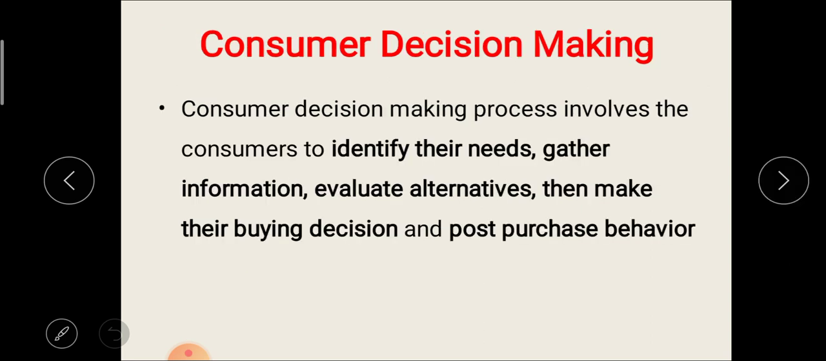Okay. So first of all, we see what is the consumer decision making process. The consumer decision making process involves consumers identifying their need, gathering information, evaluating alternatives, then making their buying decision and post purchase behavior. Okay, all these combined together are known as the consumer decision making process. That means identification of need, gathering of information, evaluation of alternatives, then making the buying decision and post purchase behavior. All these are included in the consumer decision making process.